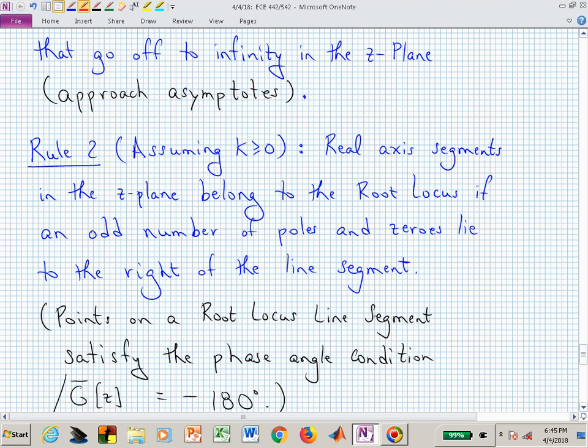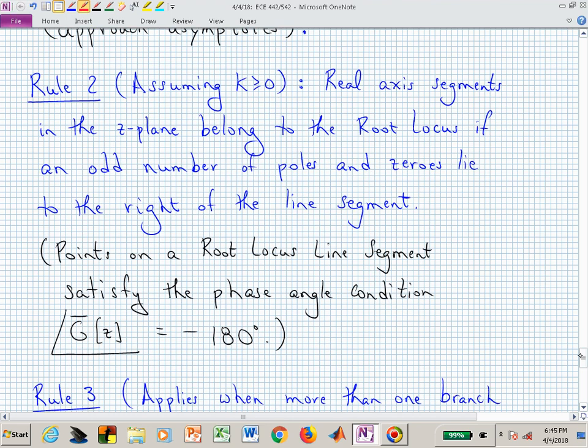Real axis segments in the Z-plane belong to the root locus if an odd number of poles and zeros lie to the right of the line segment, and we now know why that's true. We now know why that rule exists. So the points on a root locus line segment satisfy the phase angle condition. That's where rule number two comes from. So we've drawn our X's and O's. If we have some of those on the real line, we've cut our bread, and now we've shaded those segments of the real line that belong to the root locus based on rule 2.